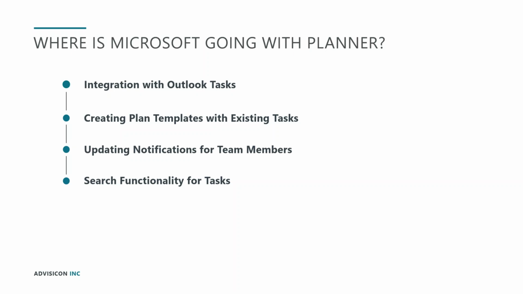So if you really like the way that your Microsoft Planner plan looks, and you're like, we will use these buckets for most plans that we are working on in the future, then you will be able to save that plan as a template and use it in the future. They are working on updating notifications for team members, and they are working on creating a search functionality for tasks. Currently, you can only search for your own personal tasks if you are assigned to them or if you have commented on them, but you won't have the ability to search for a task name within your plan.